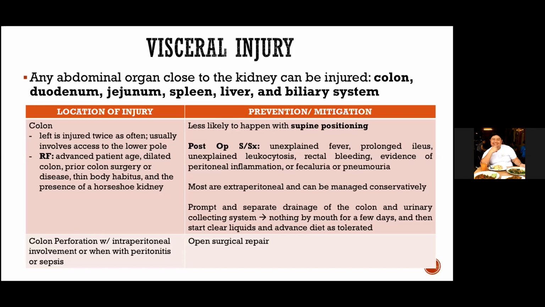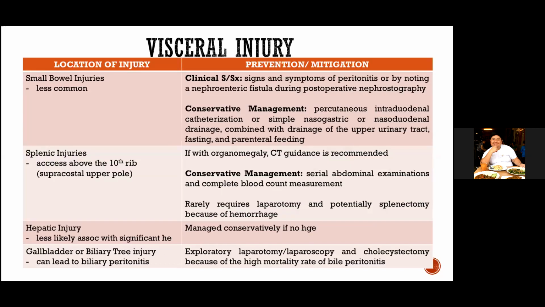So post-op signs and symptoms would include unexplained fever, prolonged ileus, unexplained leukocytosis, rectal bleeding, evidence of peritoneal inflammation, or fecaluria or pneumaturia. Most are extraperitoneal and can be managed conservatively. So, prompt and separate drainage of the colon and urinary collecting system. Nothing by mouth for a few days, and then start clear liquids and advance diet as tolerated. For those with intraperitoneal involvement with peritonitis or sepsis, open surgical repair is warranted.